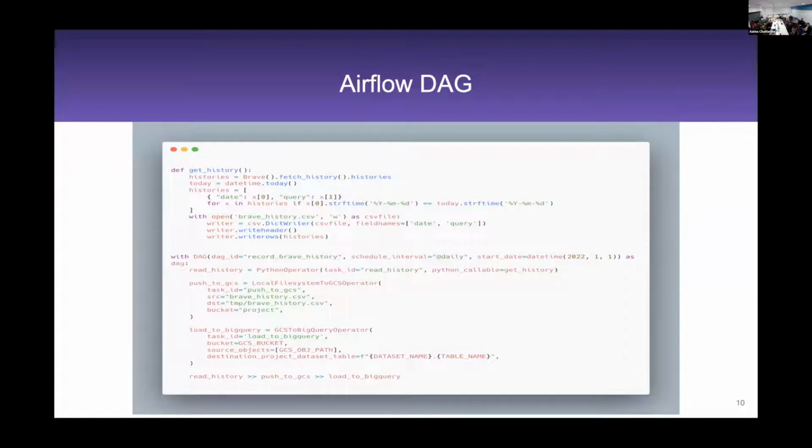The first task is a Python operator, where I'm calling one function, get history, which is defined on top. There I am reading my history, doing a little bit of transformation, and saving that into a CSV file. In the second task, I'm reading that file and pushing it into GCS. In the third task, I'm loading from GCS to BigQuery. And the relationship I defined in the last line.